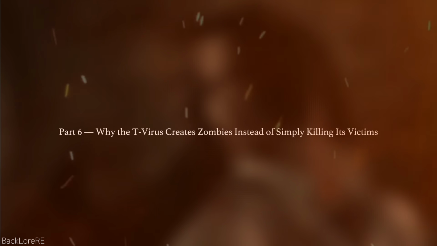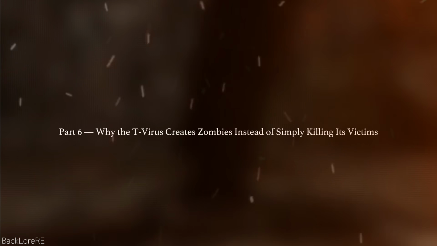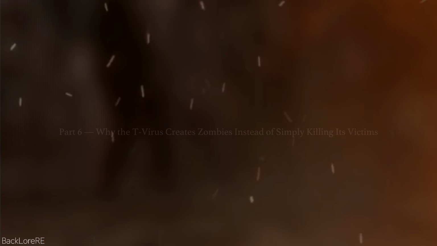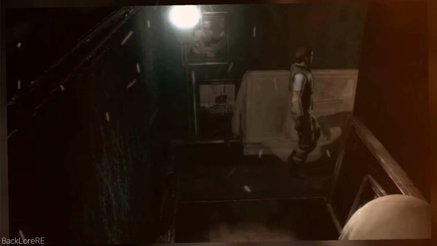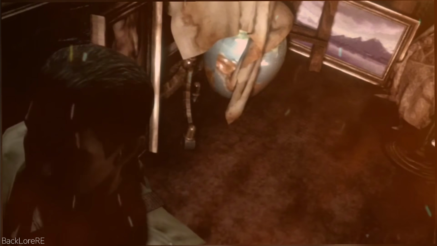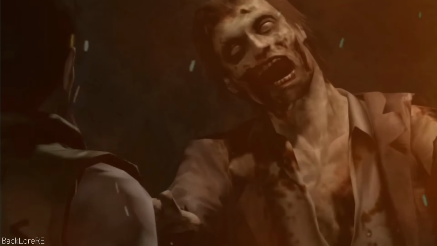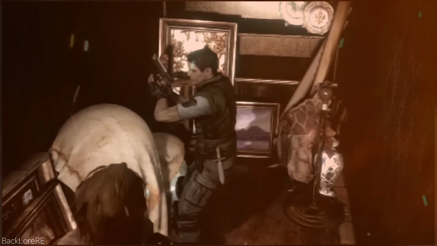Part 6. Why the T-Virus creates zombies instead of simply killing its victims. Infection with the T-Virus doesn't kill a host outright the way raw Progenitor tends to. Instead, it sets off a progression, tissue decay spreading through the body alongside significant neurological damage, gradually stripping away higher brain function while leaving enough of the body operational to keep moving.